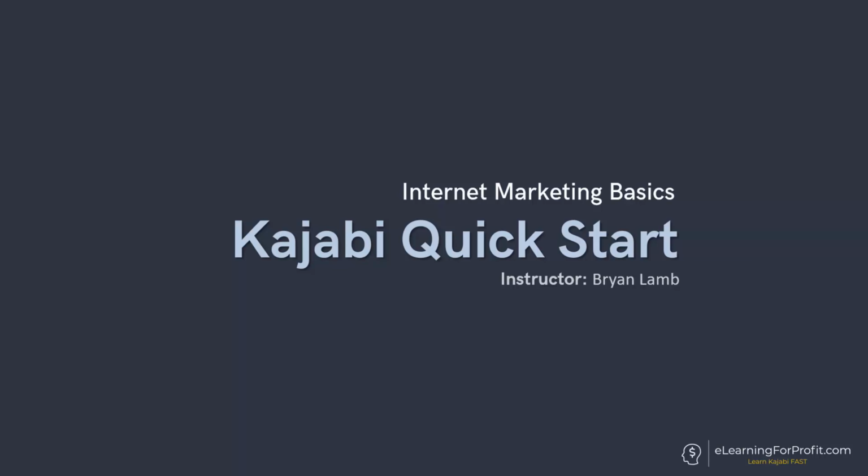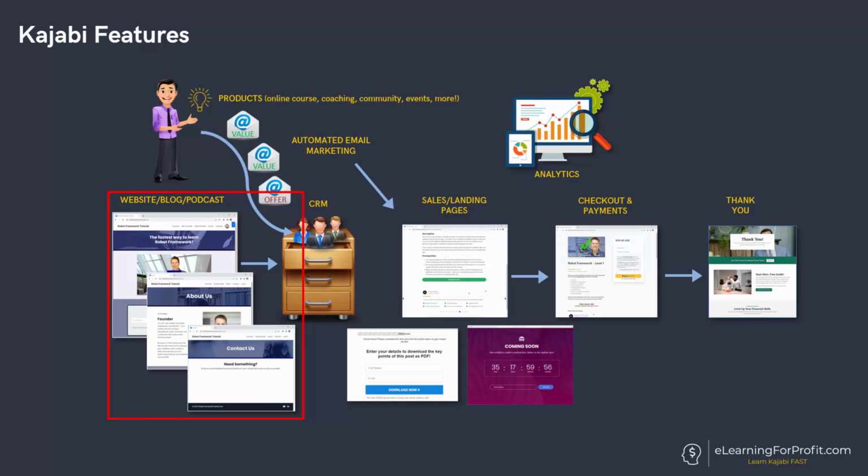So now we can talk about all the amazing things that Kajabi offers us as digital information entrepreneurs. You can see we've got the ability to create a website, make blog posts, and Kajabi gives us the tools to create a podcast and syndicate it on many different podcast hosting platforms. Again, we can create a digital product, whether that be an online course, a coaching program, a community, events, and more.